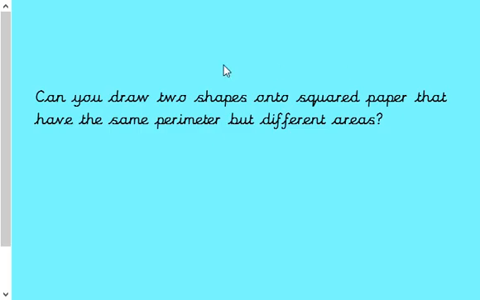Okay, you've got a challenge now. On square paper, can you draw two shapes that have the same perimeter but different areas? So two shapes on square paper that have the same perimeter but different areas. Press pause now and press play when you're ready to carry on.